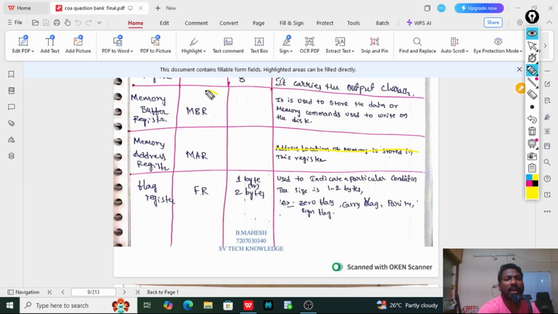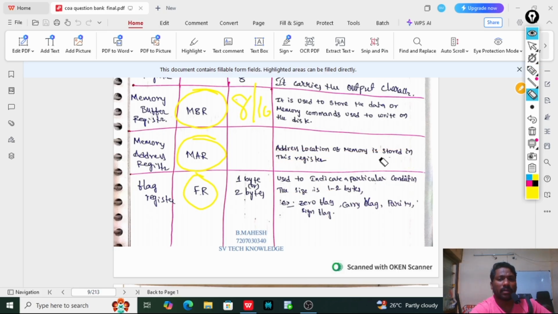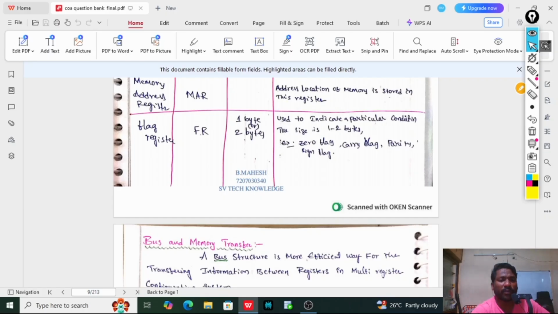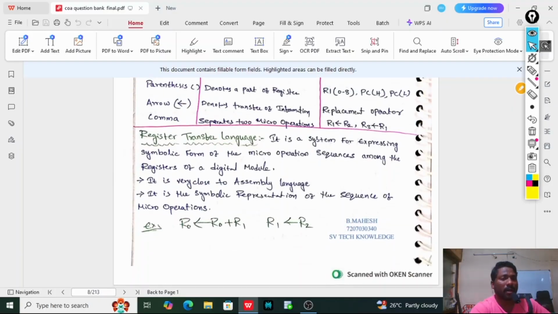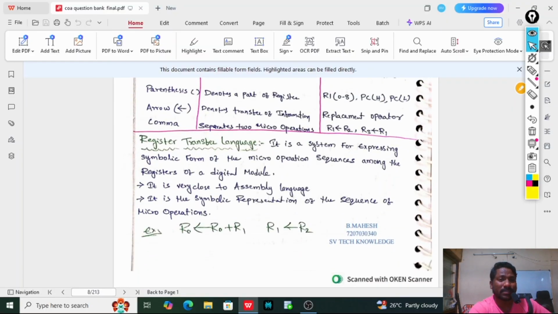Okay, MBR means memory buffer register, which has a capacity of 8 bits or 16 bits. MAR means memory address register, and FR means flag register, which has a capacity of 8 bits or 16 bits, used to indicate a particular condition in our processor. So all these are register types which we have in our COA subject. In the next class we are going to discuss micro operations.